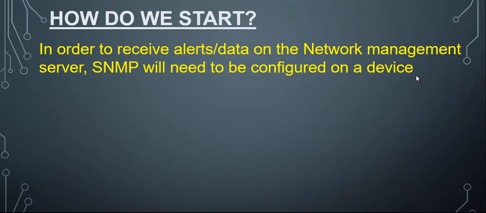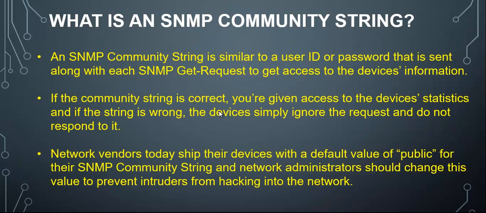So how do we start? In order to receive alerts and data on the network management server, SNMP needs to be configured on a device. So first up, we need to configure SNMP for receiving alerts on the network management device. Beginning with, what is an SNMP community string? So we will be discussing the SNMP community string.